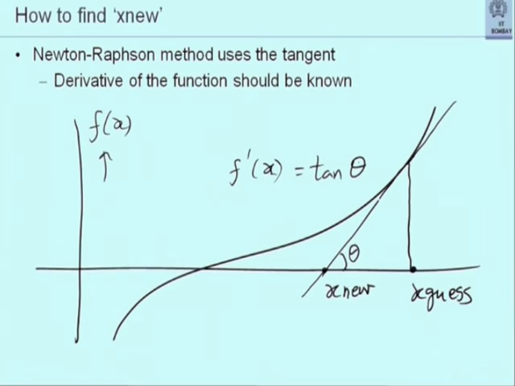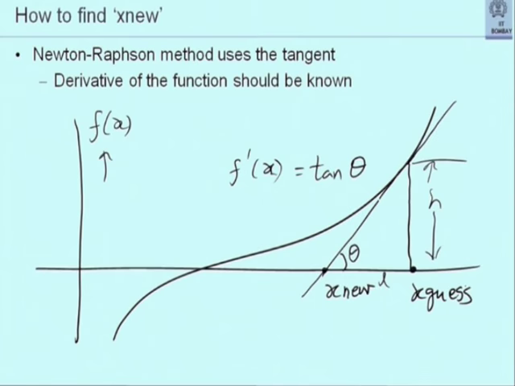Now, once I know this is the tangent, and I know what tan theta is. Tan theta is equal to this height, h, divided by this length, l. Now, h by l is equal to tan theta, which I can calculate at x guess. Okay. How do I calculate h? Very simple. The value of the function at x guess. So, effectively, knowing the value of the function at the guess point and knowing the value of its derivative at the x guess point, I can find out the difference between x guess and x nu.